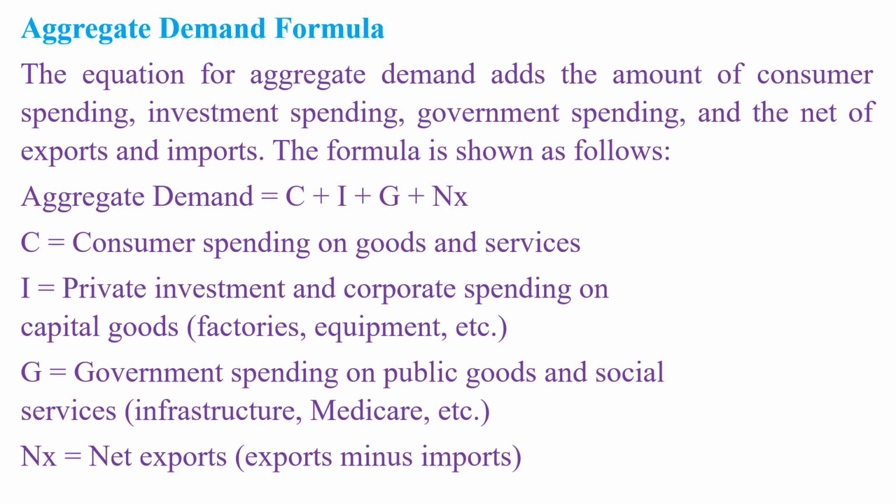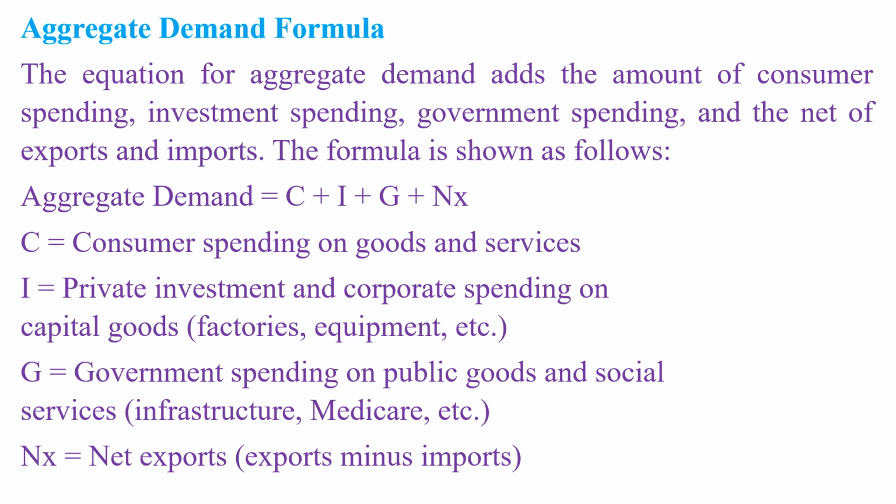Aggregate demand formula. The equation for aggregate demand adds the amount of consumer spending, investment spending, government spending, and the net of exports and imports. The formula is shown as follows. Aggregate demand equals C plus I plus G plus NX.